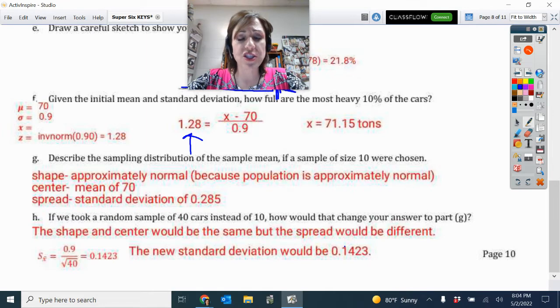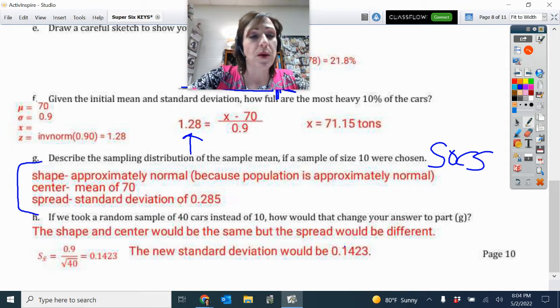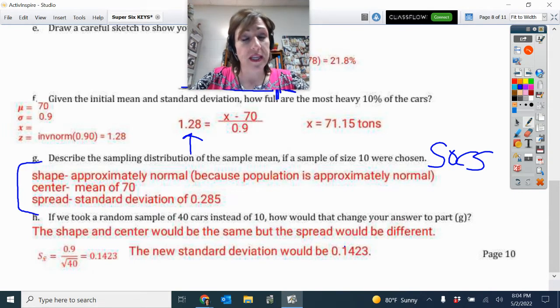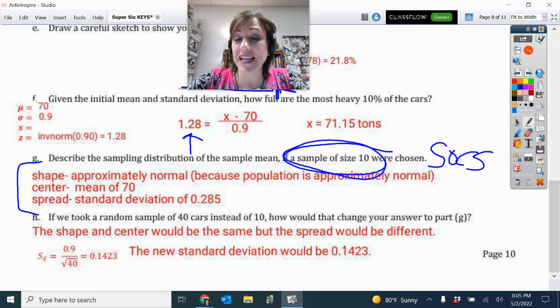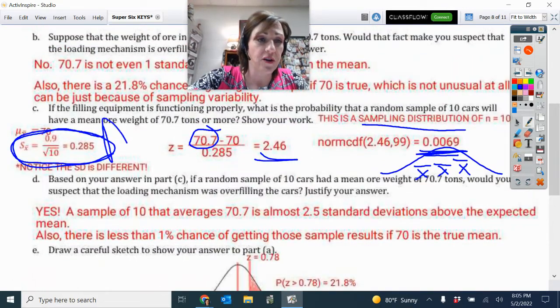Describe the sampling distribution. Describe the distribution. That's your SOCS. Shape and outliers. So that's approximately normal because the population was approximately normal. The center is a mean of 70 and the spread is a standard deviation of 0.285. See, it said of the samples of size 10. So I was referencing this here.